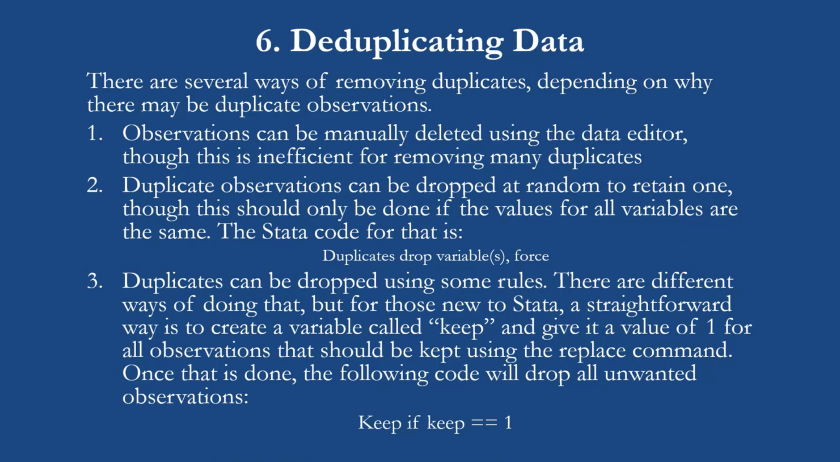If you look through your data and you determine that all of the data are exactly the same, there are just randomly multiple copies of the same elements in there, then you can just randomly drop duplicates. The code that I have here says duplicates drop, whatever your ID variables are, and then that force option just tells it to pick one observation at random and get rid of the rest.